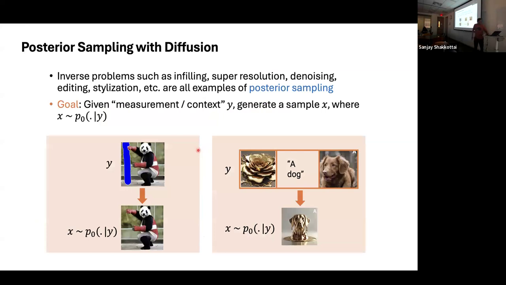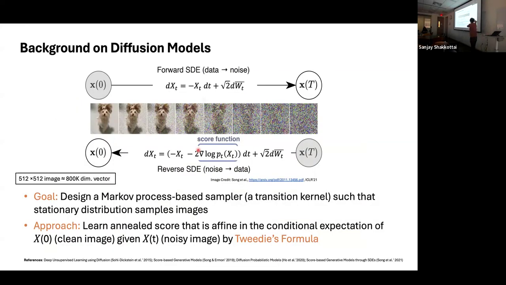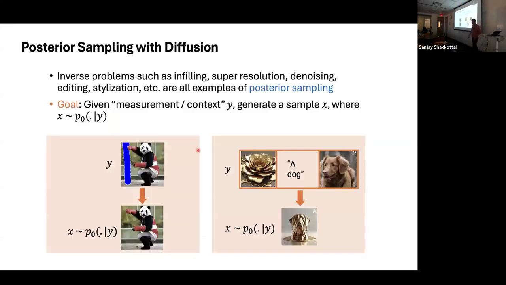All right. So far, I've just talked about generation. What this does is I've got a black box which evolves to give you samples of images. In this talk, what I want to do is to solve problems such as infilling, denoising, stylization, and so on, which are all essentially examples of something called posterior sampling.